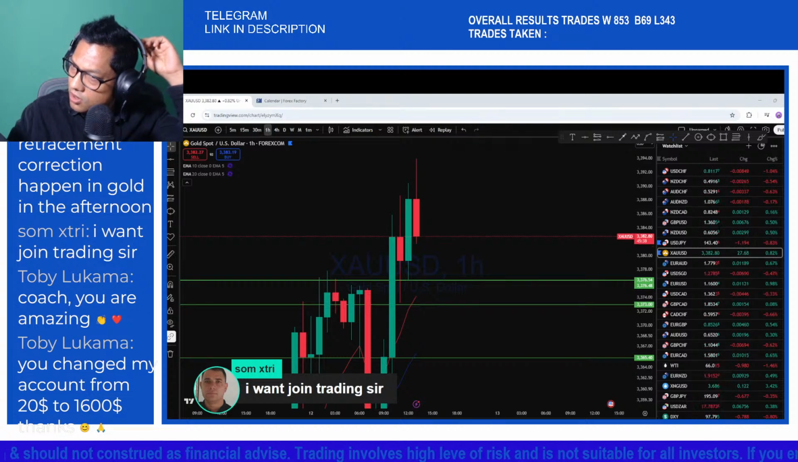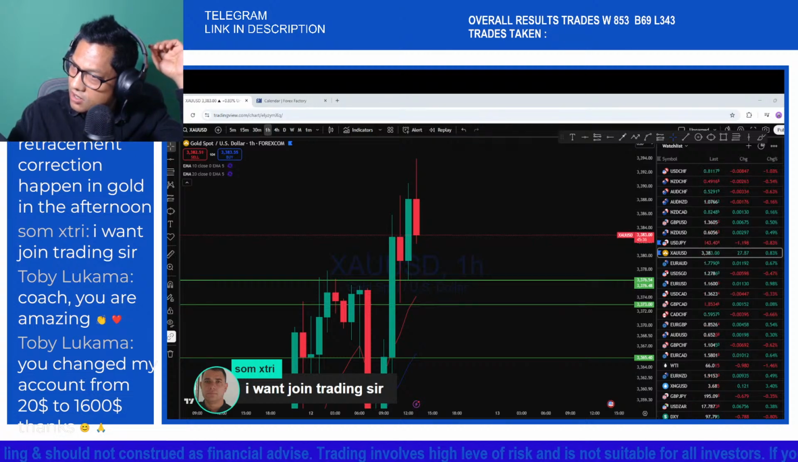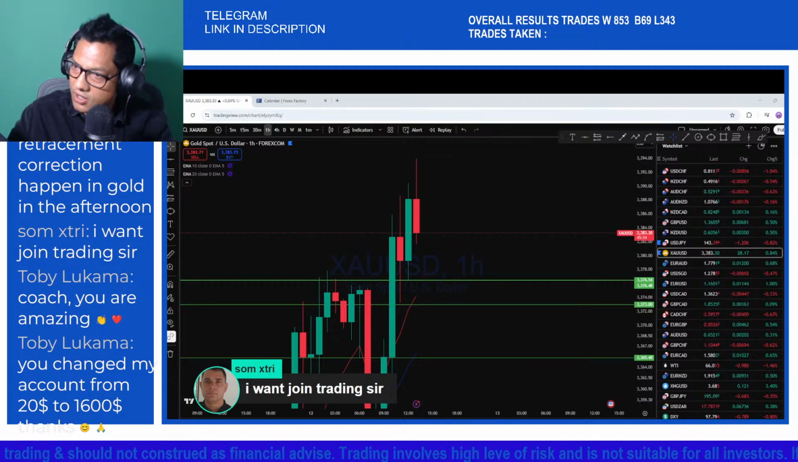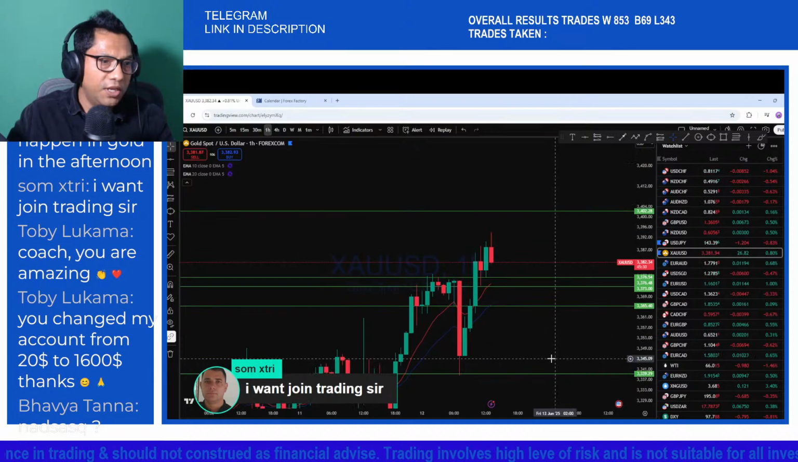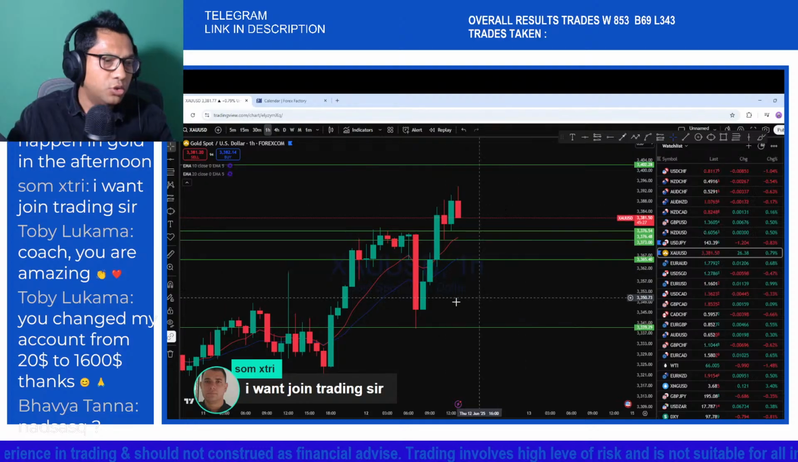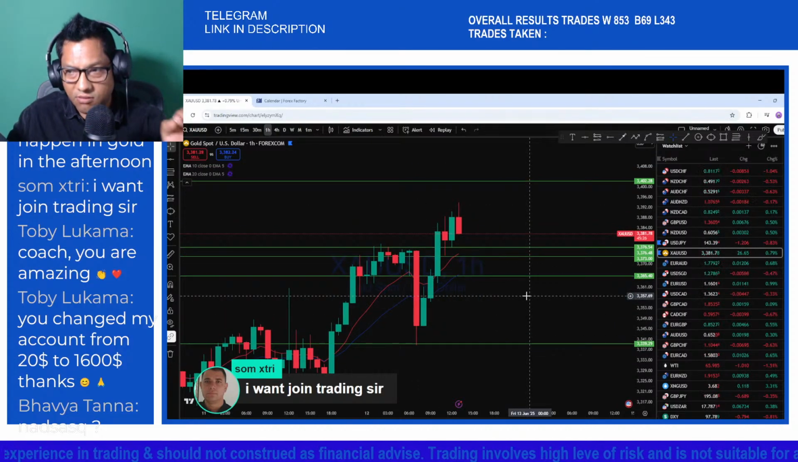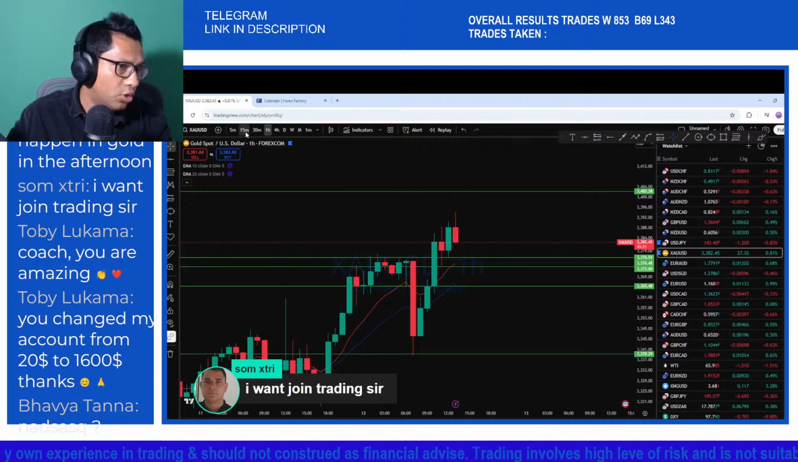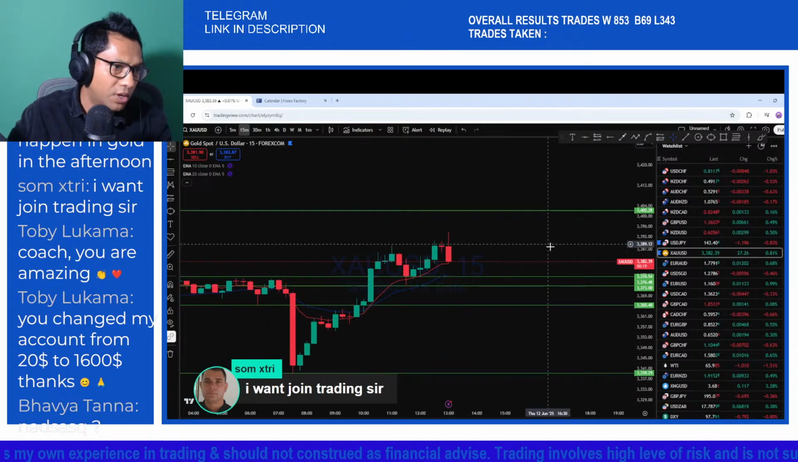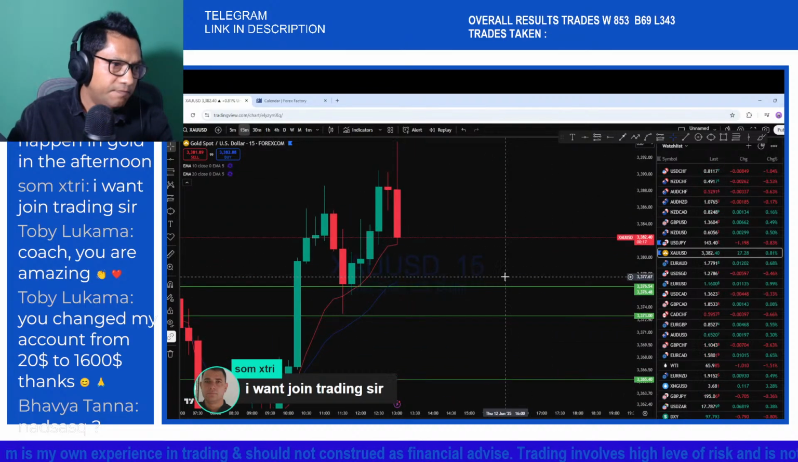Can you explain how to catch the sudden retracement correction that happens in gold in this afternoon? Okay, so you mean this kind of move. Now, to catch this kind of move, this is the real way to trade the market. I will be explaining later. Now we see that gold is coming to a very key important support level. We might be able to find an entry here.